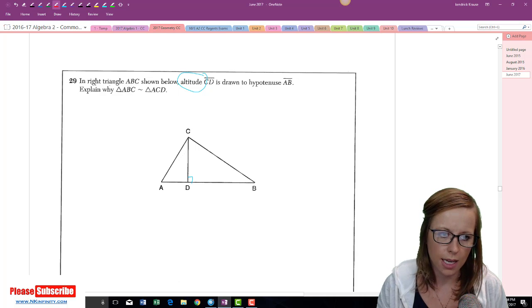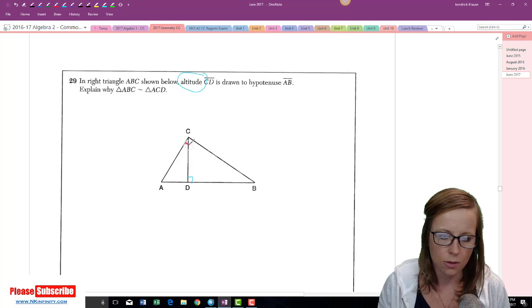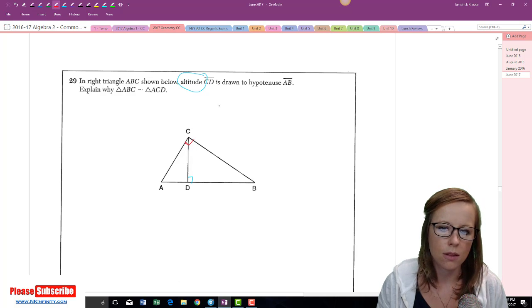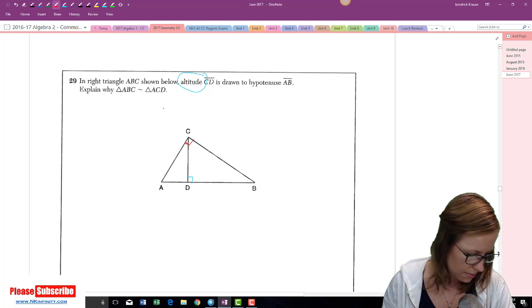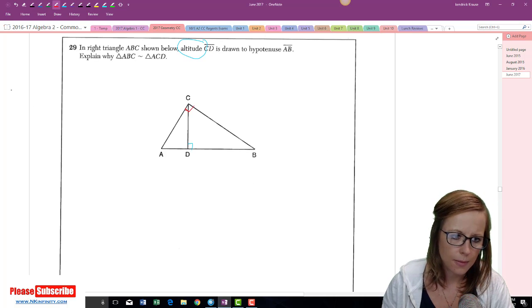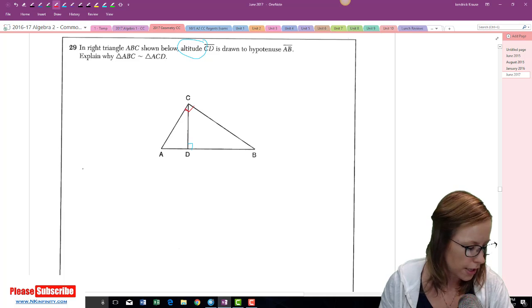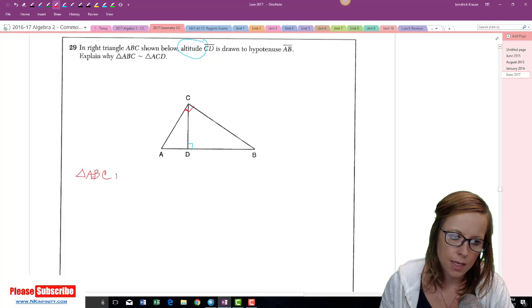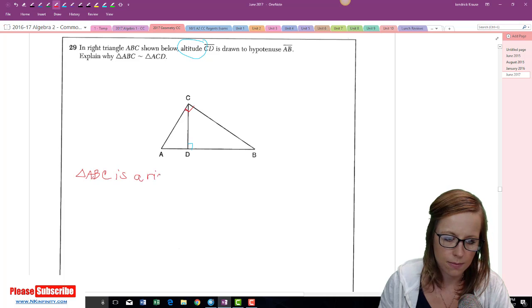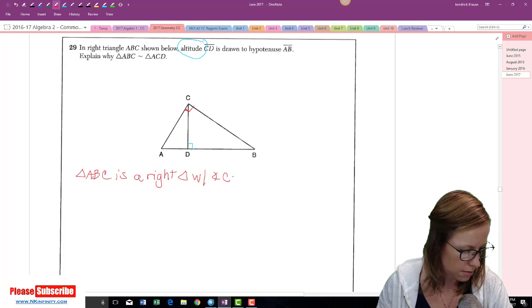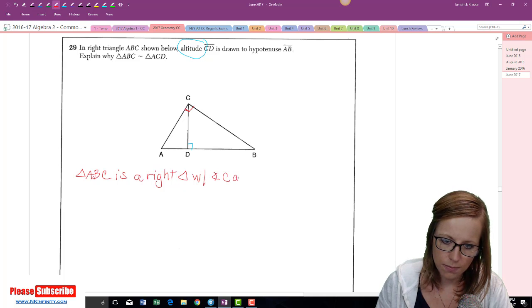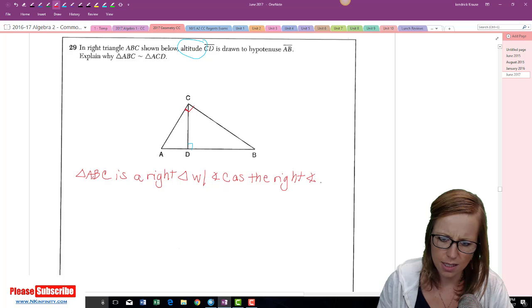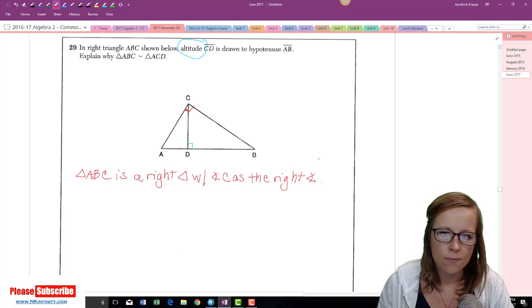Well, it tells me that ABC is a right triangle, and clearly that would mean that C is the right angle. Okay, so I got some things to write down. Triangle ABC is a right triangle with angle C as the right angle. That's a weird way to say it, but whatever.